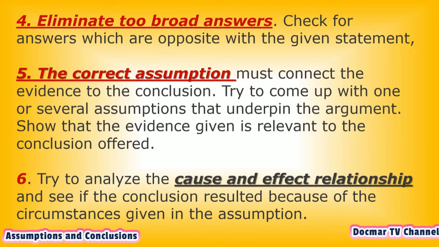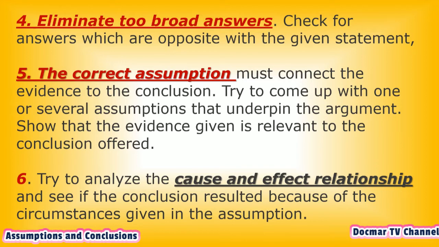In number four, we have to eliminate too broad answers, because some answers are very broad. So we have to eliminate them. Check for answers which are opposite with a given statement. Later, let's see if there are answers which are opposite with a given statement. In number five, the correct assumption must connect the evidence to the conclusion. We have to try to come up with one or several assumptions that underpin the argument. So we have to show that the evidence given is relevant to the conclusion offered. So take note of the correct assumptions.